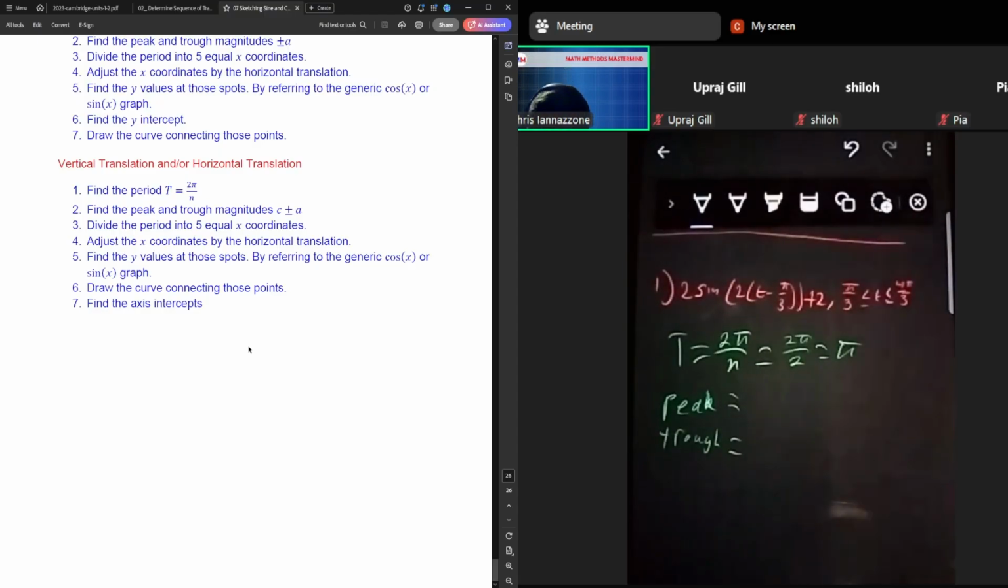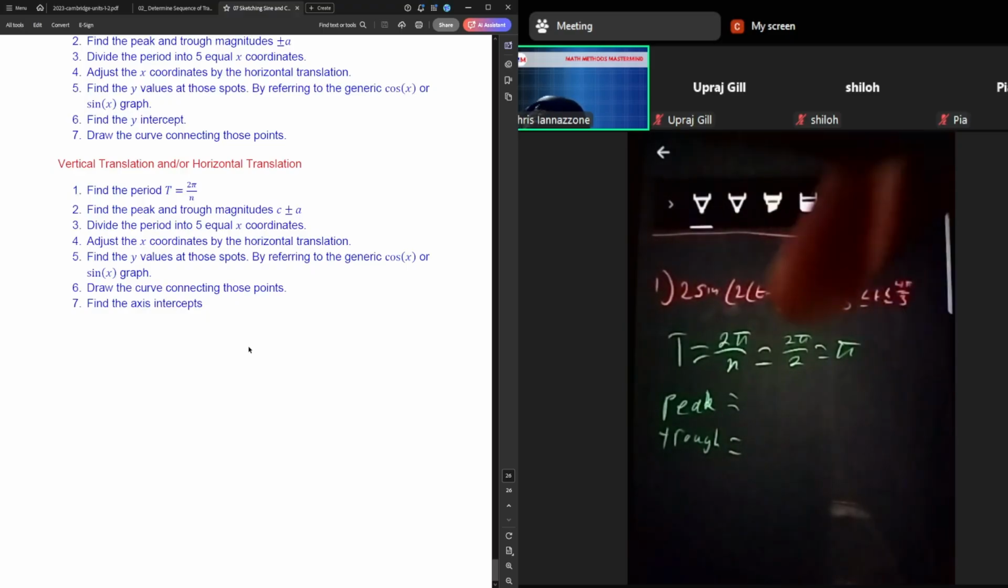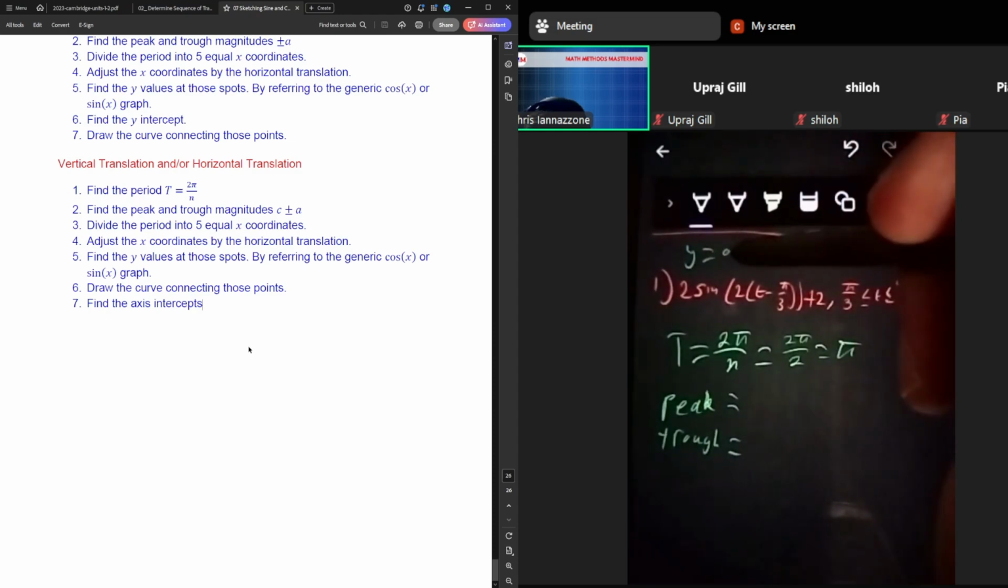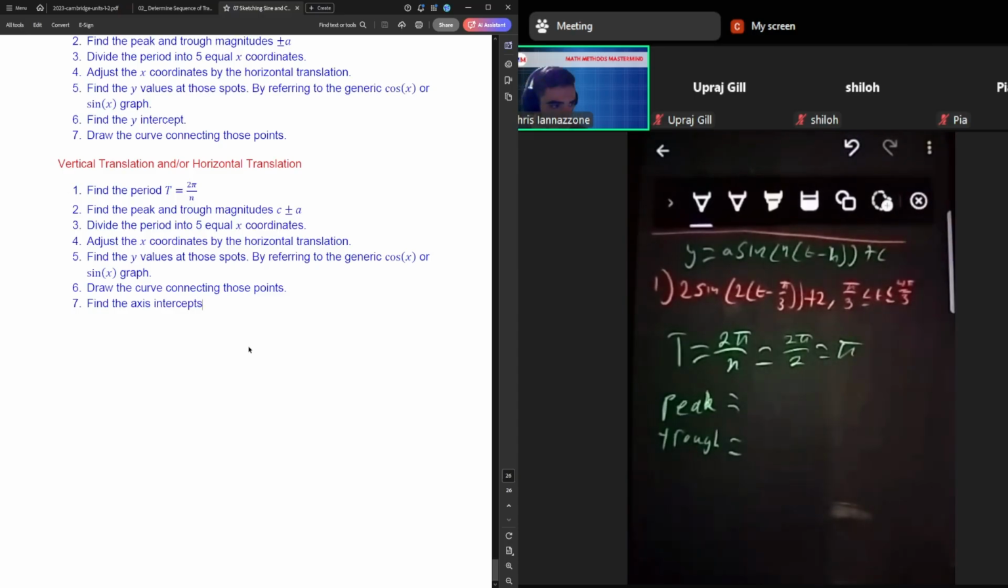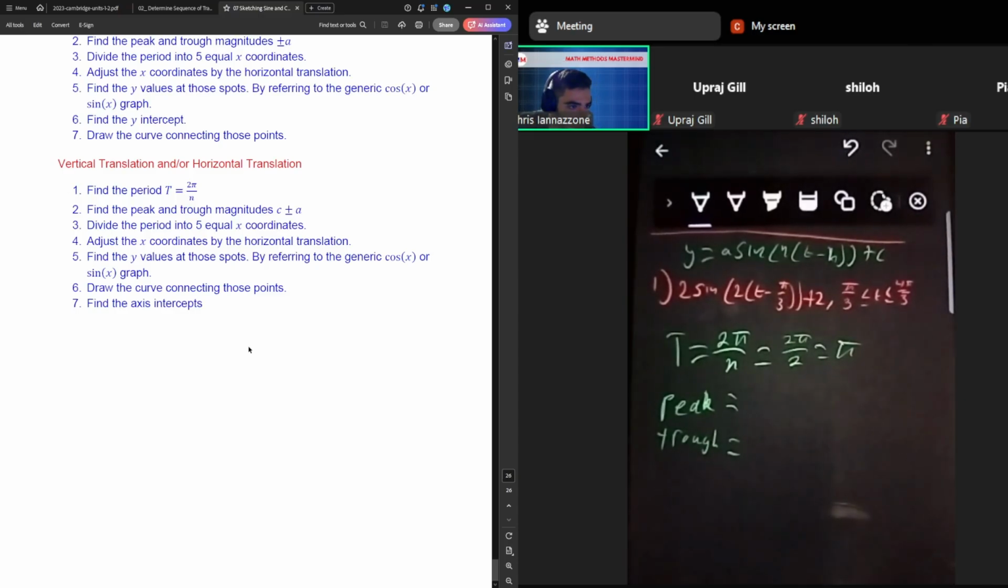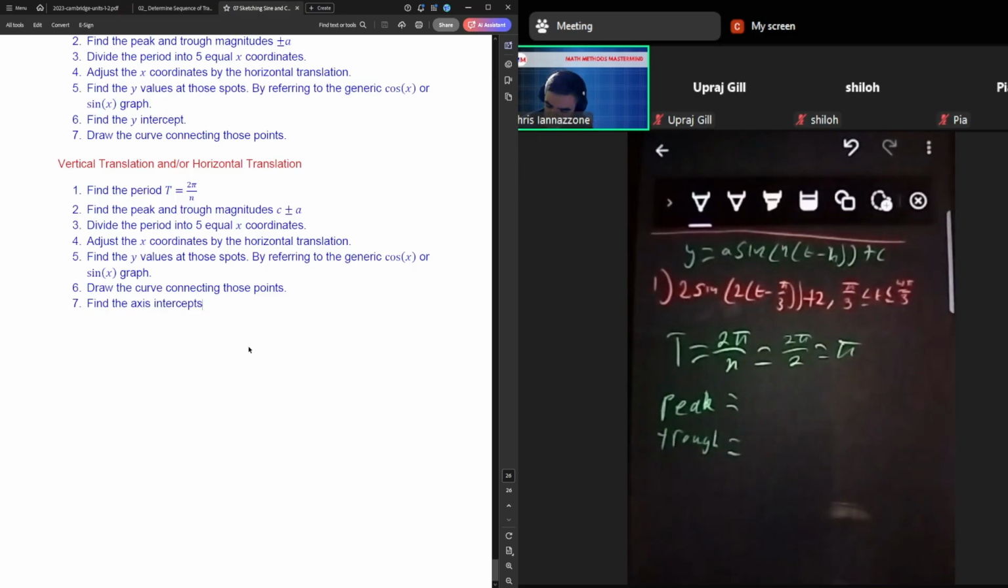Probably also worth having the generic circular function up here, which is any circular function would look something like y equals a sine n bracket t minus h plus c. So that will tell you what all the terms are. So if you're looking at step 2 and you think peak and trough is c plus minus a, well, there's your c and there's your a. So if you refer to the red one, the one we're doing, what would our peak and trough therefore be?